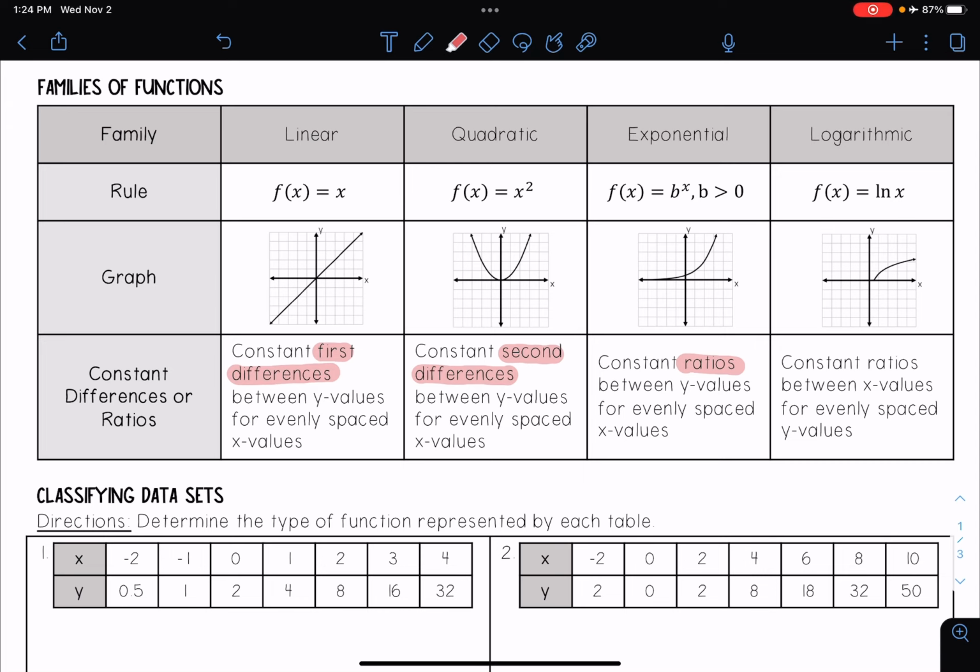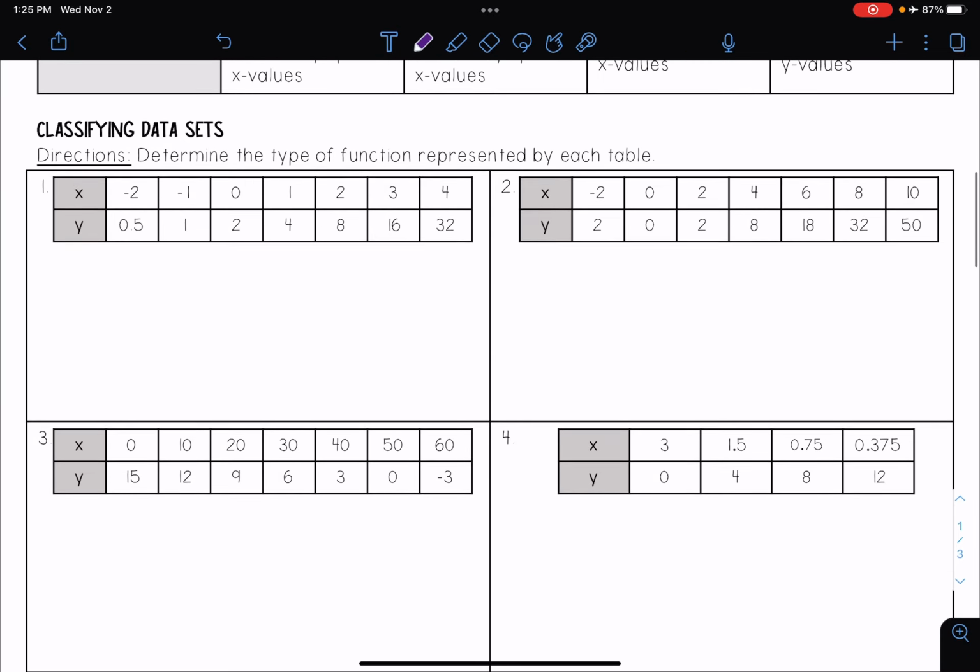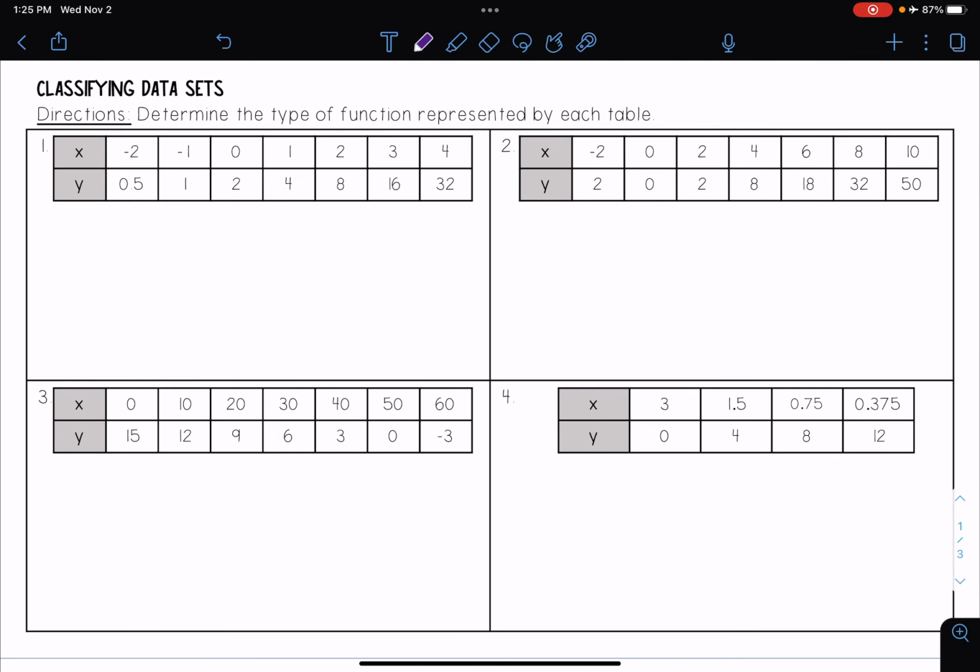We see this graph. And it also has constant ratios, but now it's between x values for evenly spaced y values. So for all these other ones, we were looking at the pattern in the y values for evenly spaced x values. For logarithms, we see the flip of that. Their constant ratio is happening between the x values for evenly spaced y values. So let's get some practice of looking at data sets and determining what type of function is represented.